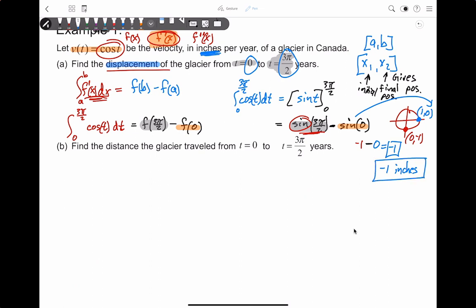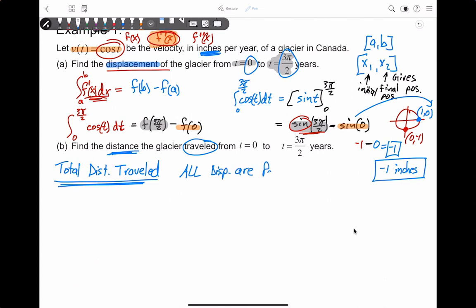All right, so that will be our answer for that one. Let's go to part B. It says find the distance traveled. So distance traveled is not displacement. Distance traveled is the other concept that we're learning, total distance traveled. So total distance traveled is referring to accounting all displacements as positive.